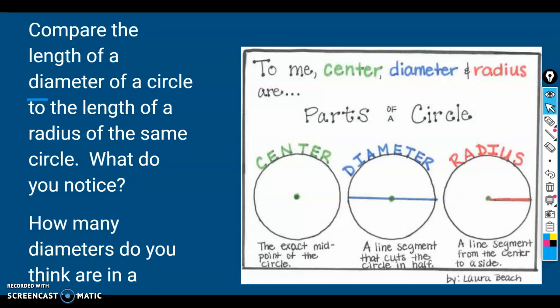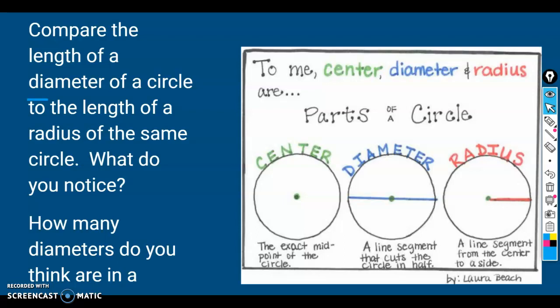Now let's talk about parts of a circle. We see we have the center of the circle, which is the exact midpoint of the circle. We have diameter, which is a line segment that cuts the circle in half. We also have a radius, which is a line segment from the center to a side on the circle.